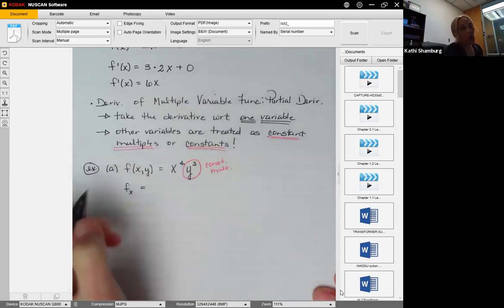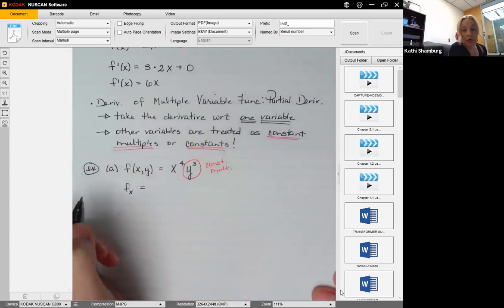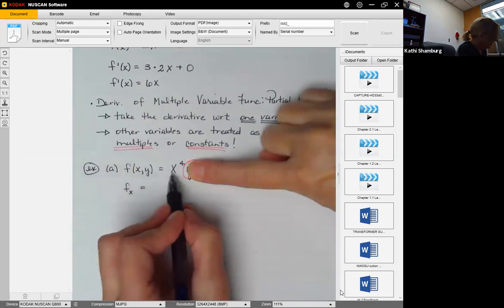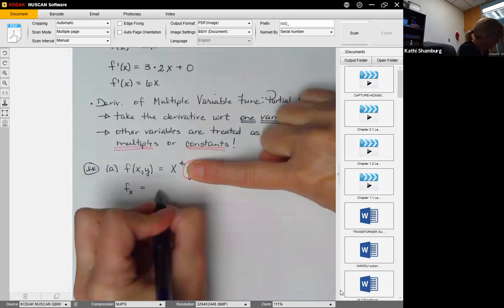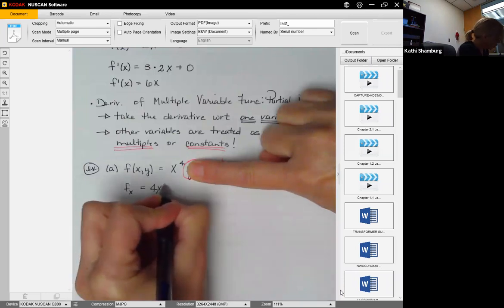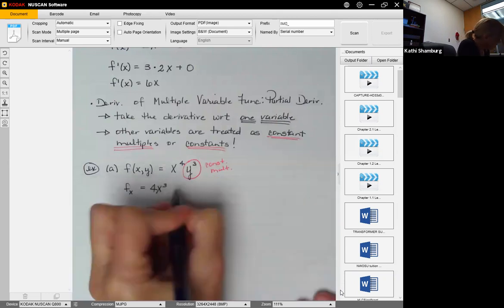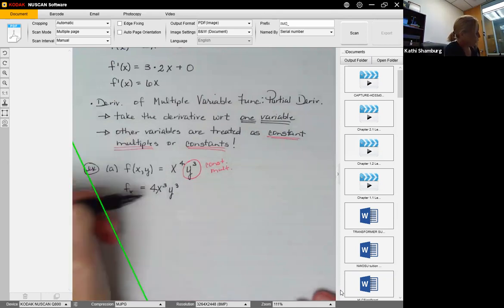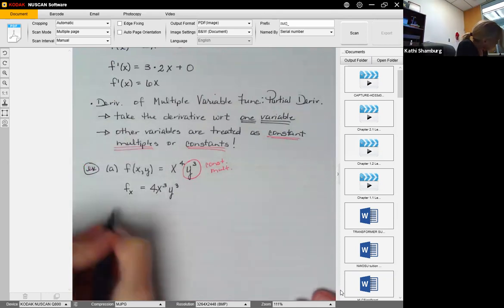So we will not view that as 3y squared, because that's taking the derivative with respect to y. So we just treat it as a constant multiple, which means we just leave it alone. So what we'll do is we can take the derivative of this because it's with respect to x. So this would be 4x cubed. This is treated as a constant multiple, so we just leave it alone. So now we've taken the derivative of this function with respect to x.